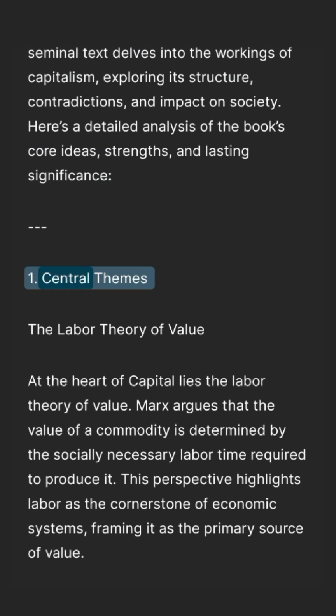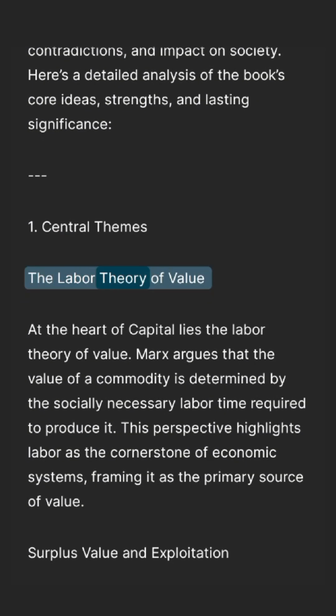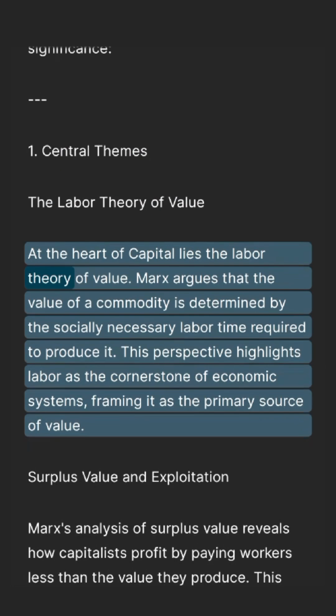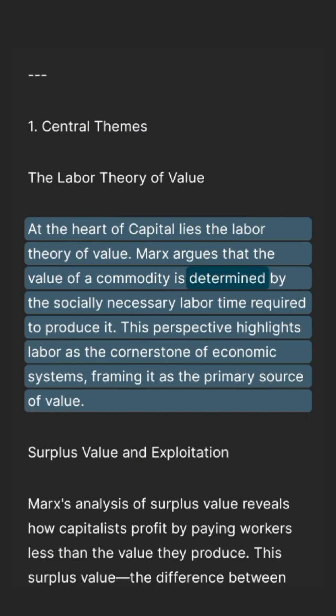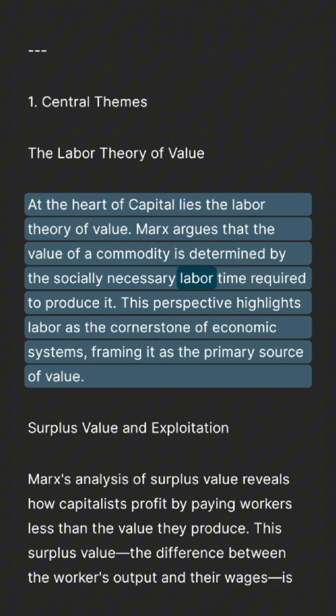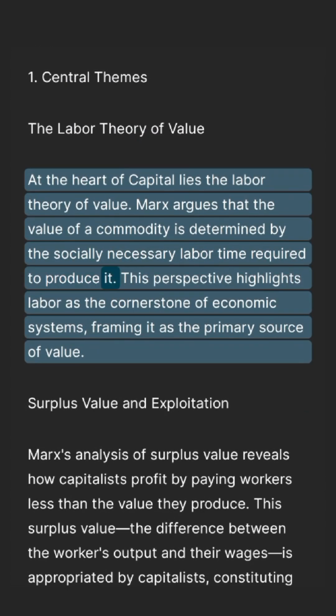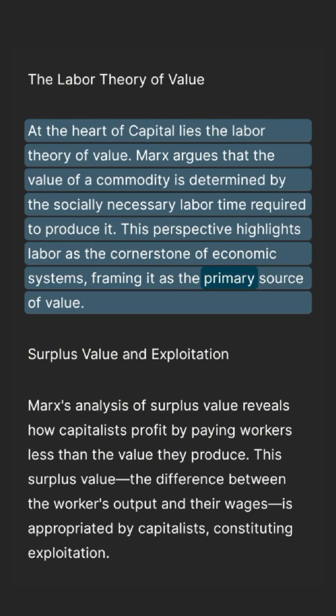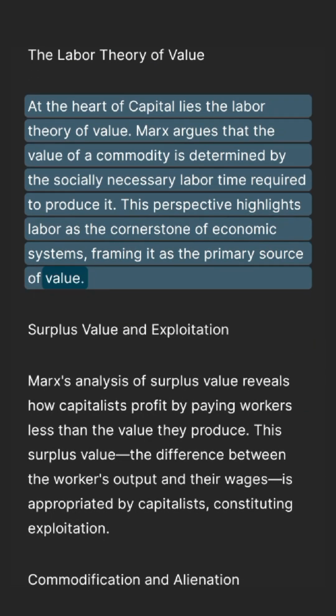1. Central themes. The labor theory of value. At the heart of Capital lies the labor theory of value. Marx argues that the value of a commodity is determined by the socially necessary labor time required to produce it. This perspective highlights labor as the cornerstone of economic systems, framing it as the primary source of value.